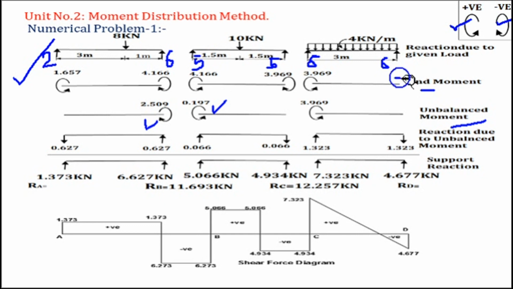Now here, the unbalanced moment at this end should be balanced. To make it balance, there should be a moment in the opposite direction, but that is not there. So the unbalanced moment remains as it is, and that is 3.969. So these are the values of the unbalanced moment.